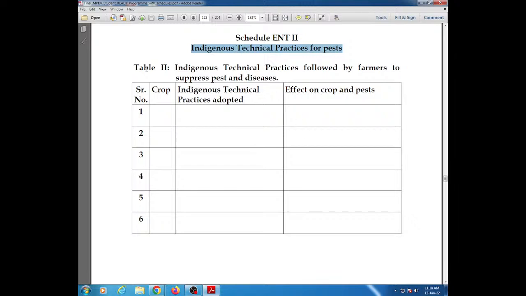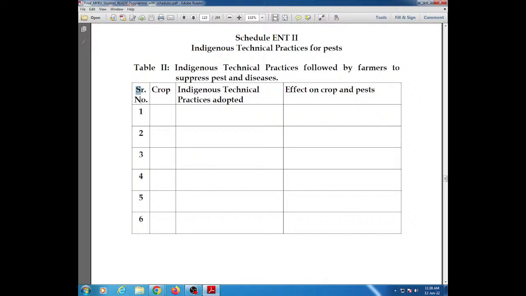Now the table for this is given, the indigenous technical practices, you may say the ITKs, or ITPs, followed by the farmers to suppress the pest and the diseases. This you are not telling them, you are just gaining the knowledge from them. You are having a questionnaire, and for those crops, how they are protecting their crops from some different pests. Okay, so they will tell you, and you have to just note them down for the purpose of your knowledge, and also enlightening other farmers too if they are unaware of this practice, and also for your own purpose.